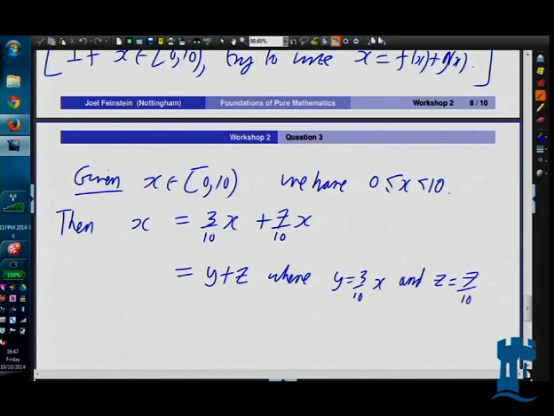I said you're not allowed to start with y and z, but you are allowed to express y and z as functions of x, and if it works, you're okay. Now, they add correctly, but are they in the right place? So you need to check they're in the right place.